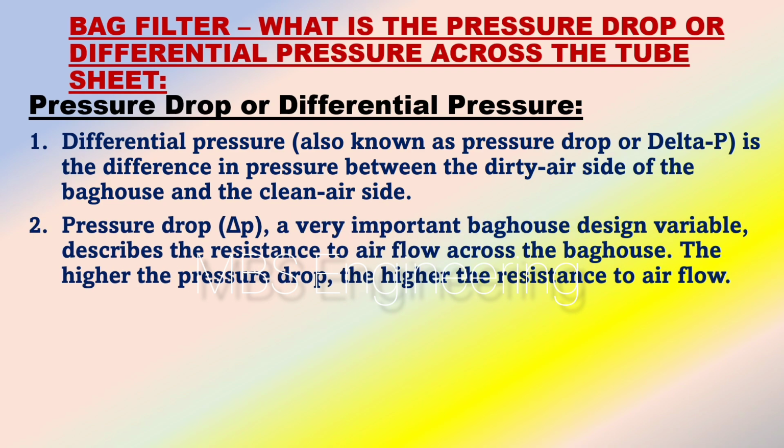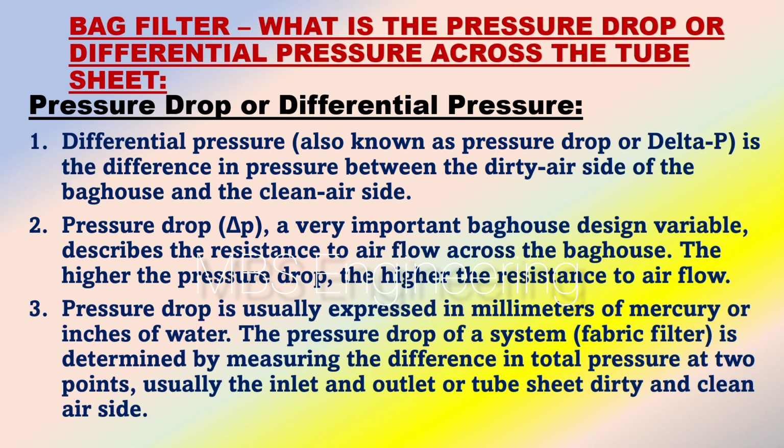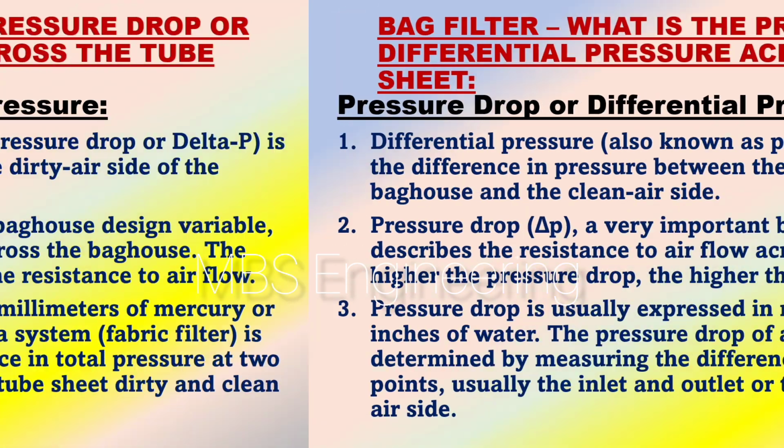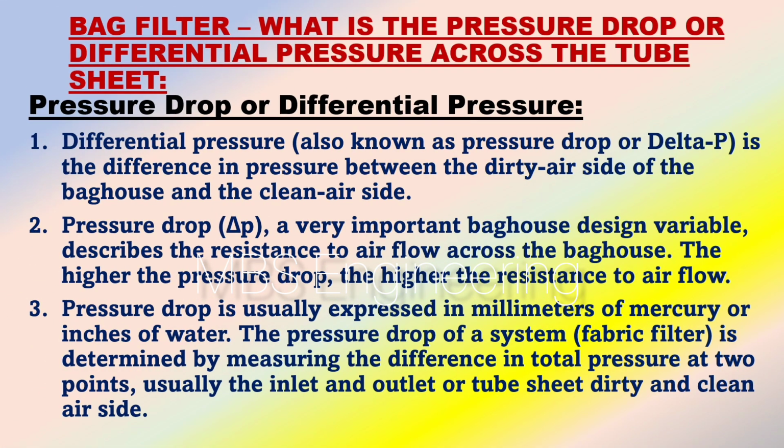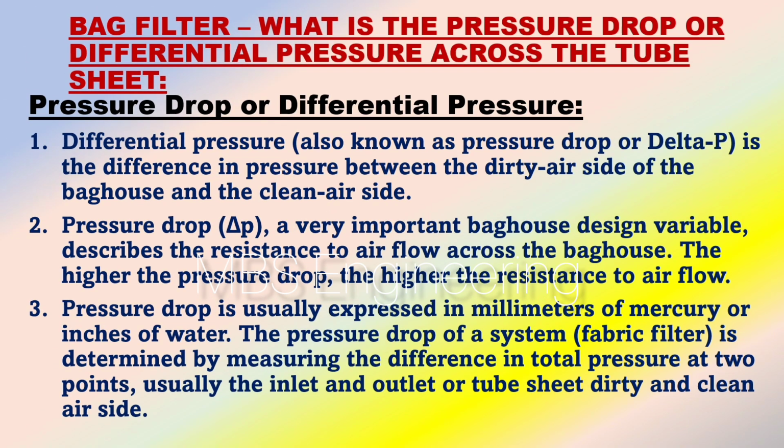Point number 2. Pressure drop, delta P, a very important baghouse design variable, describes the resistance to airflow across the baghouse. The higher the pressure drop, the higher the resistance to airflow. Point number 3. Pressure drop is usually expressed in millimeters of mercury or inches of water. The pressure drop of a system, fabric filter, is determined by measuring the difference in total pressure at 2 points, usually the inlet and outlet or tube sheet dirty and clean air side.